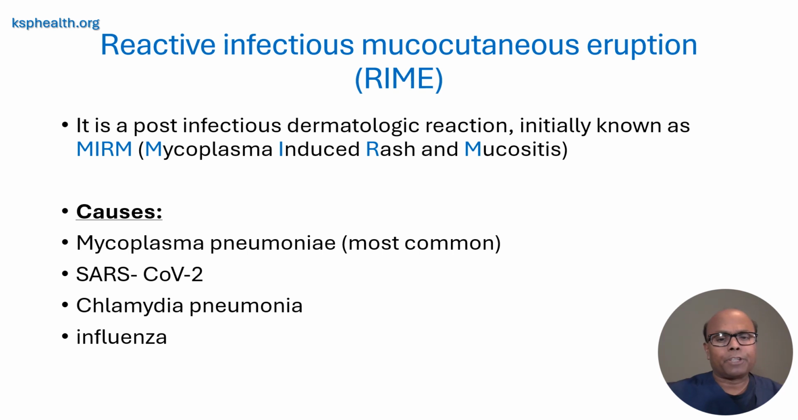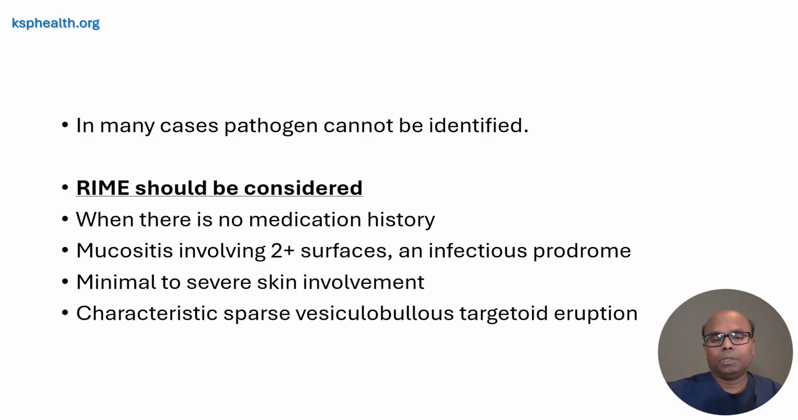Next is reactive infectious mucocutaneous eruption, otherwise called RIME. It's a post-infectious dermatologic reaction. Initially, it was known as MIRM, meaning mycoplasma induced rash and mucositis. Now it is no longer called MIRM, it is instead called RIME, because it can be caused not only by mycoplasma, even though it is the most common infection, but it can be caused by COVID, chlamydia, and influenza. In many cases, the pathogen cannot be identified.